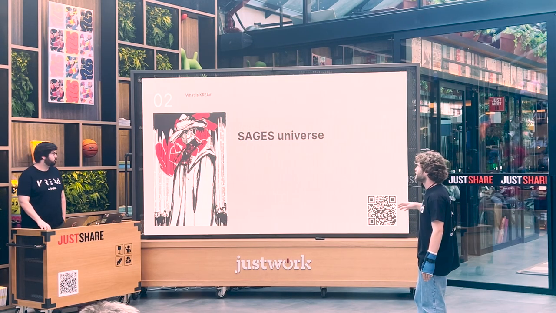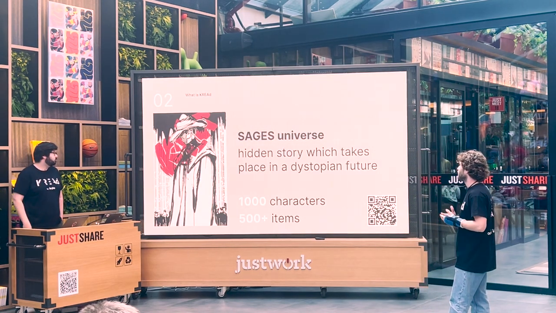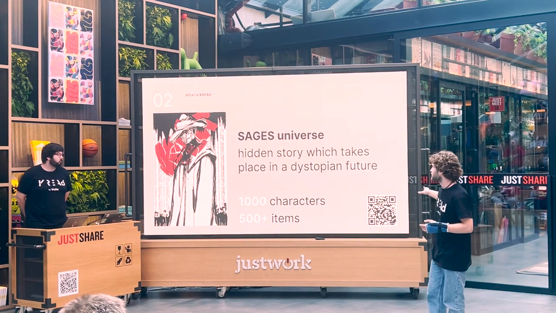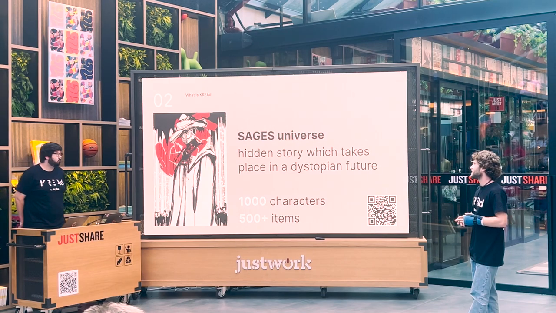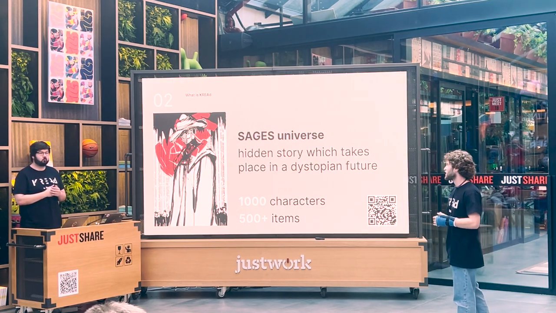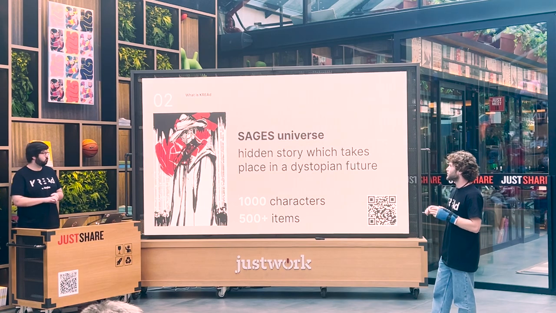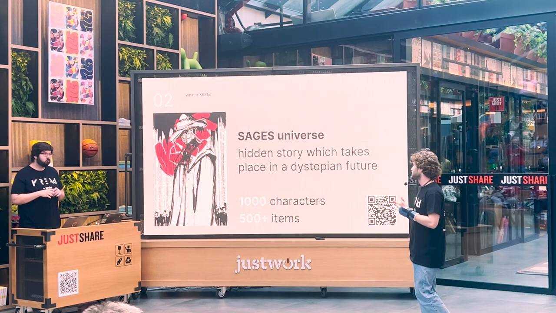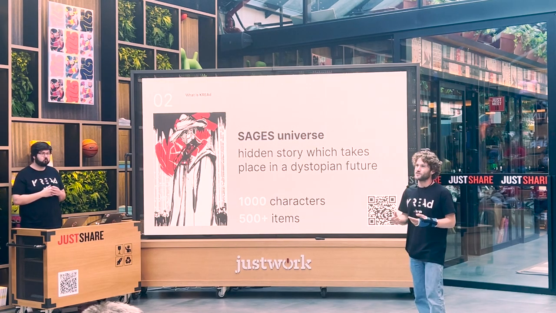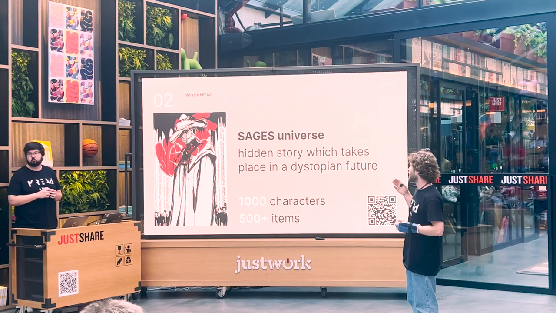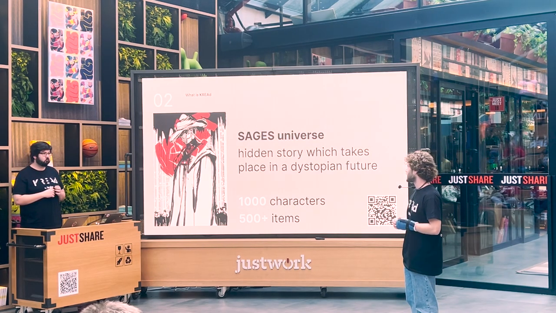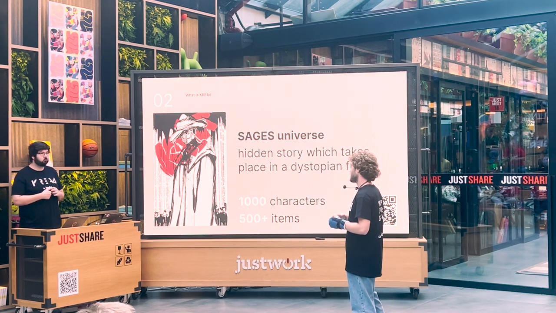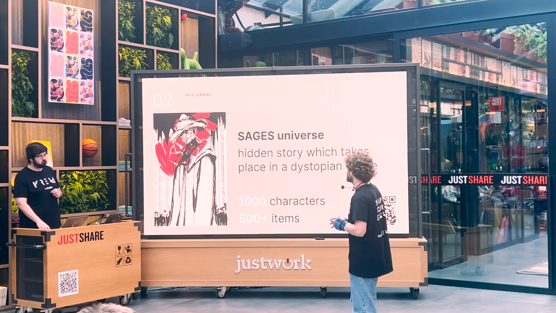So Sages universe is this dystopian future story that this artist has been working on. You can use this QR code to go to his Instagram and see a bit of the art that he's put out. But essentially, he's creating this whole universe, and he's made the assets that will be the NFTs. This includes currently a supply of 1,000 character NFTs, as well as over 500 items that can be equipped to it. And I'll explain what that means in a minute.